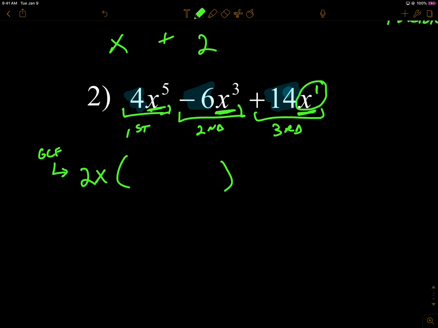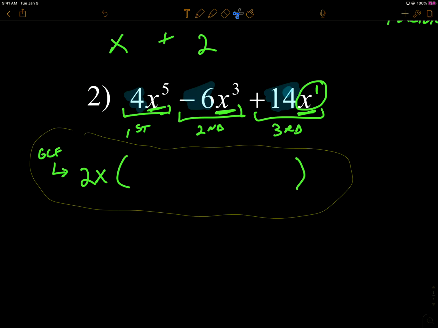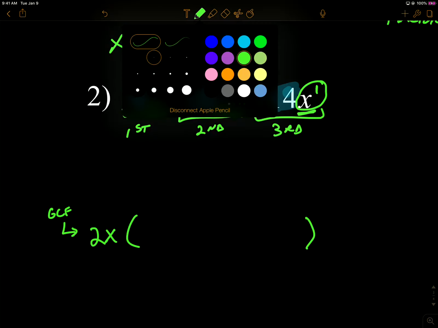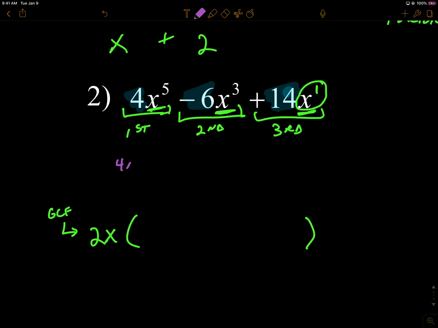Times, now the next thing will need parentheses. A little tip here, this will have however many terms my original has. So this should have 3 terms in it. So I divide the common factor out of each one at a time. I'm going to buy myself some room here. So I'm going to take the first term. I'll do this in another color here. 4x to the 5th, and I'm going to divide out the common factor, 2x. What's the result of that?